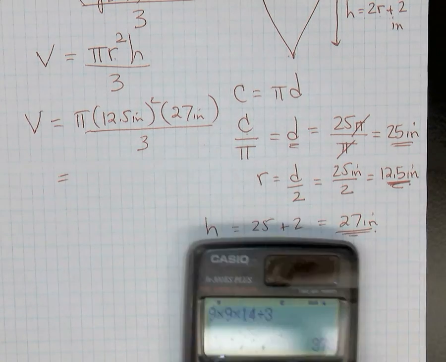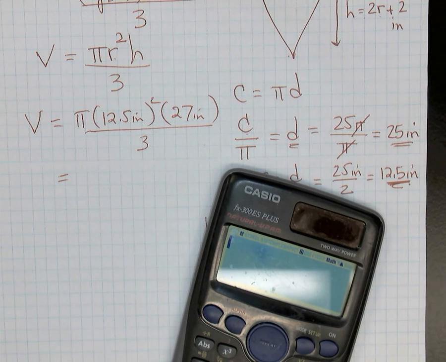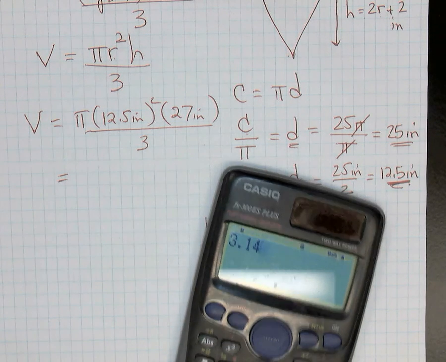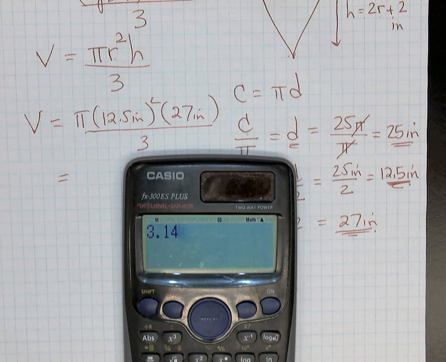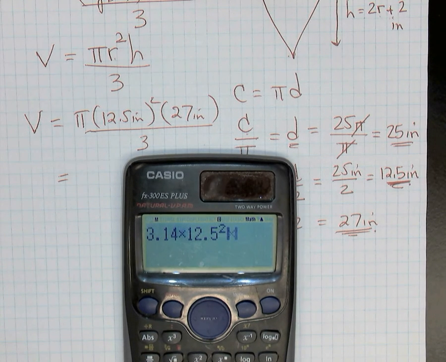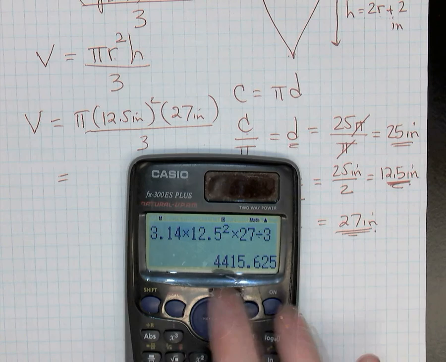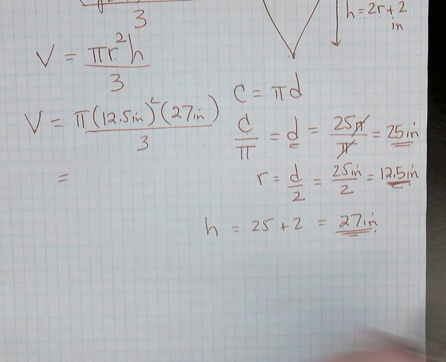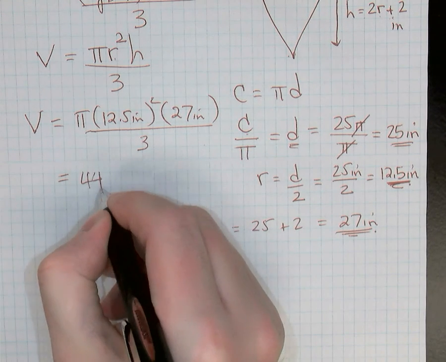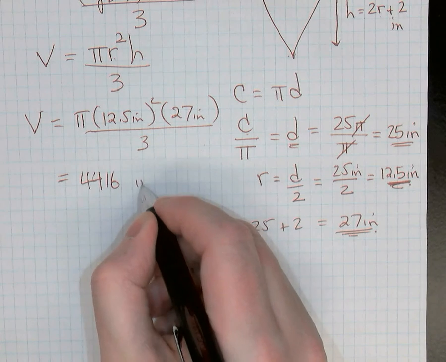Grabbing a calculator. Did it say leave the answer in terms of pi? No, it didn't. So we'll use 3.14 for pi, and then we'll multiply that by 12.5 squared, and then we'll times by 27, and we'll divide by 3. 4,416, if I round it off. 4,416 cubic inches.